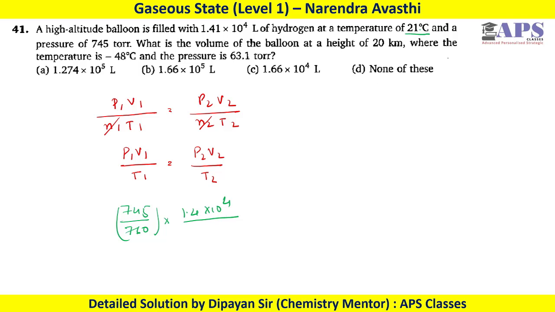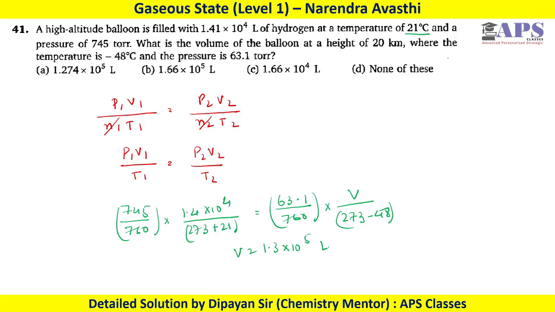The temperature of the system is 21 degrees centigrade, so 273 plus 21, equal to 63.1 divided by 760 multiplied by V, the final volume, divided by 273 minus 48. So P1V1/T1 = P2V2/T2. From this we can calculate the volume as 1.3 × 10^5 liter. Option A is the nearest option to 1.3 × 10^5, so option A will be the correct option.